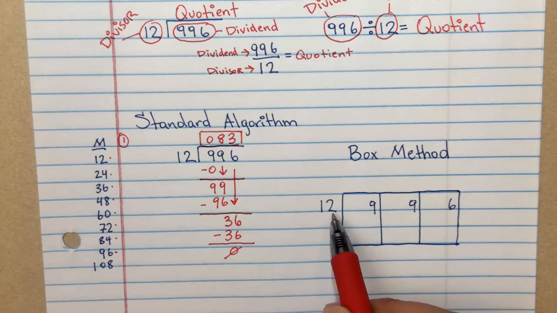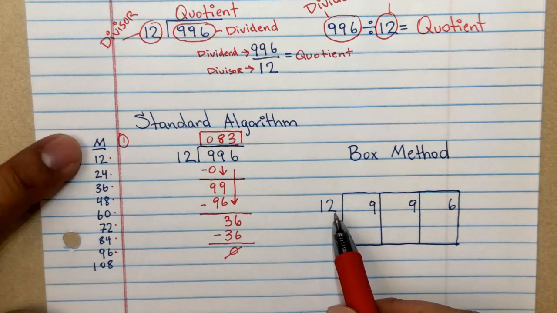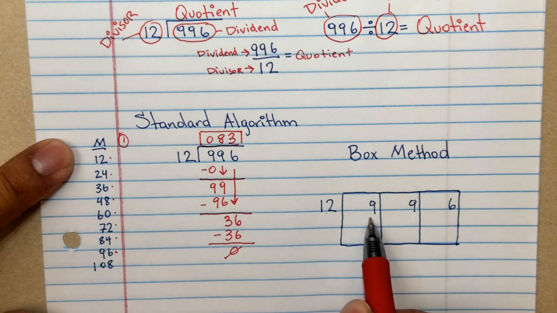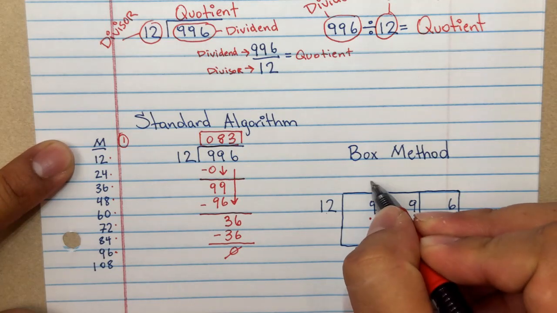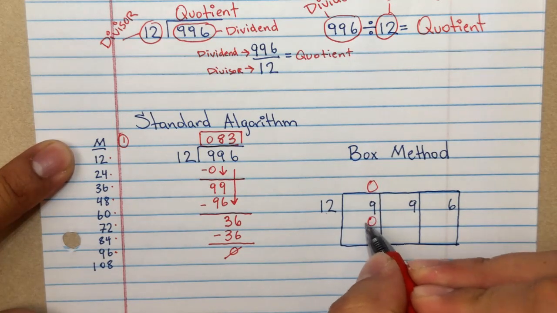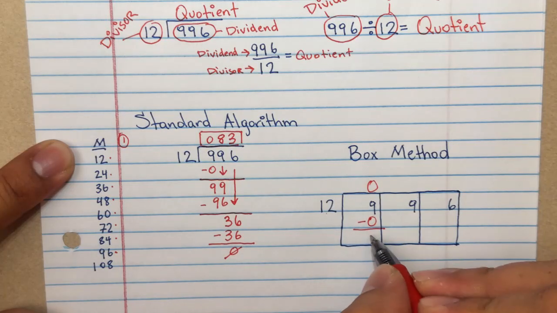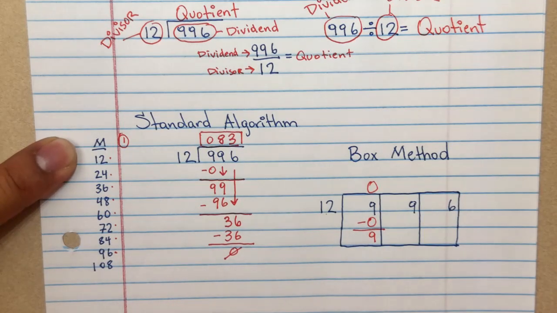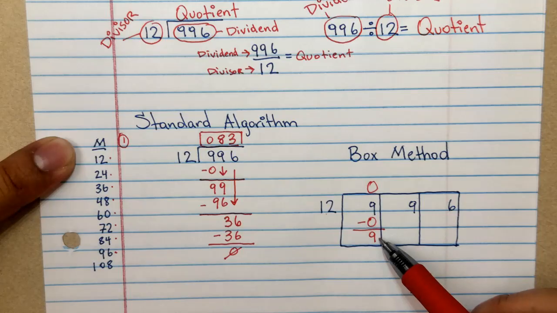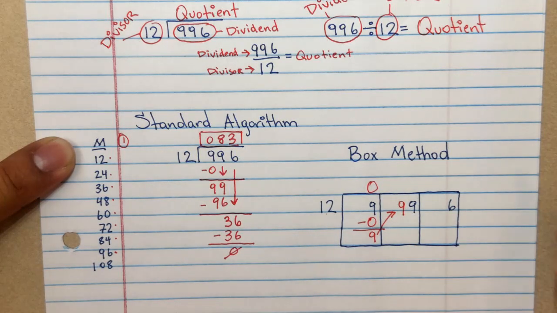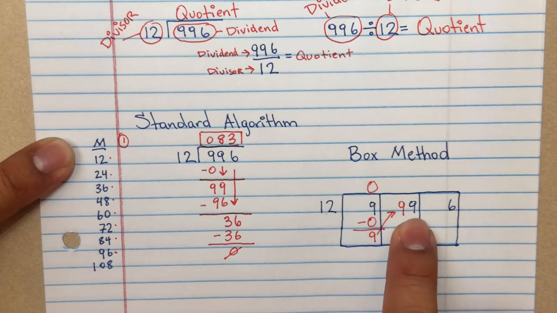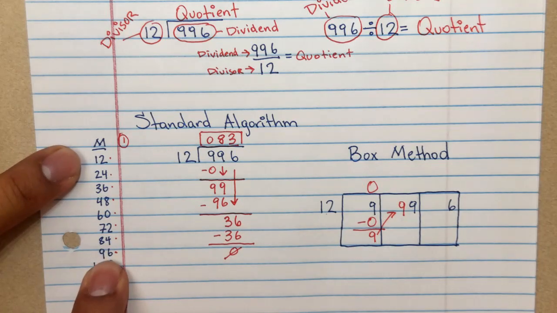So here I ask myself the same questions. I can use this list of multiples. Can 12 go into 9? We know there's not enough space, so we say, well, no, we can't. So there's 9. Well, now I have this leftover 9, and it's actually going to go in front of the other 9, 99. Now we know that 12 can get close to 99. Its multiple, we know, is 96.